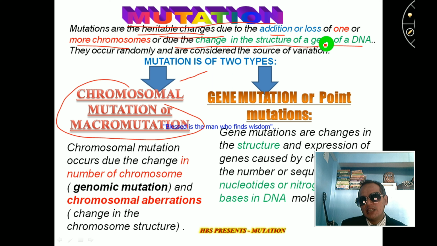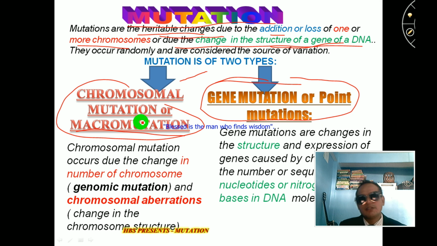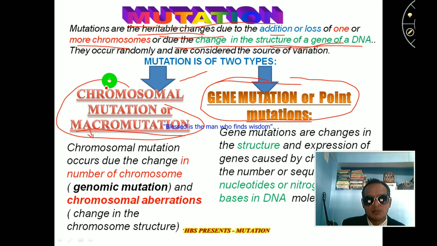Or if there is a change in the structure of a gene, then it leads to gene mutation, which is also called the point mutation. In this video, we will learn about the chromosomal mutation. This chromosomal mutation is also called macro mutation, because if you compare the size of the gene and the chromosome, the chromosome is thousands of times bigger than the gene. Macro means large here. That's why it is called the macro mutation, because it occurs at the chromosomal level.